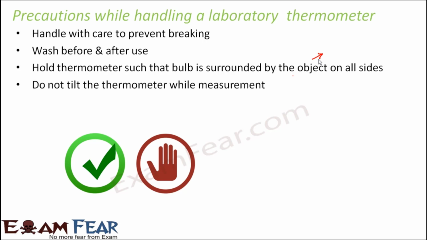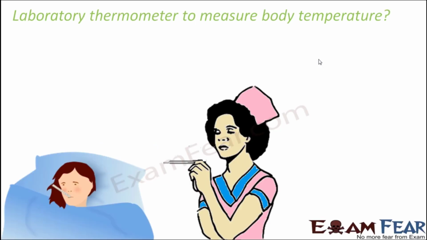Do not tilt the thermometer while measurement, because when you tilt the thermometer the reading also changes, because as you saw that here the mercury level falls back very easily. Now the same question, why can't we use laboratory thermometer to measure body temperature? Now as I mentioned, if you just look at the scale of measurement which is provided in both clinical and laboratory thermometer, so what do you see?